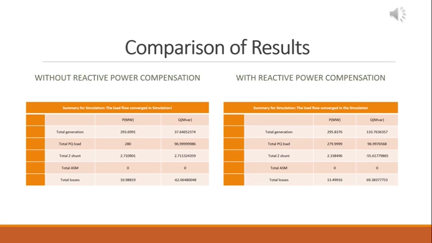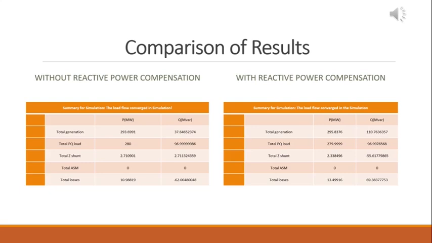So we make the final conclusion that we have to make sure that the generator could generate enough reactive power and active power to meet the load requirements. But when they cannot generate enough, we have to choose to make compensation for that.